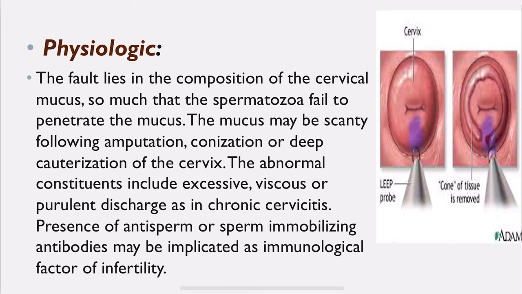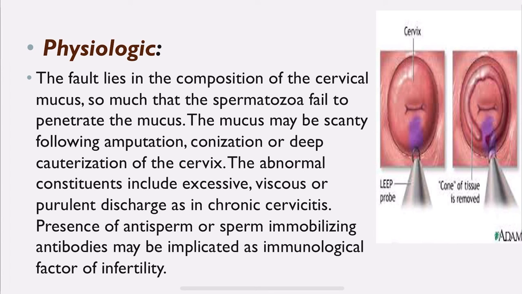These are surgical procedures which are done for cancer of the cervix and so on. Amputation is when you cut a part of the cervix, conization is when you cut it in a cone shape, and then there is deep cauterization of the cervix. During these procedures, the mucus will be scanty.